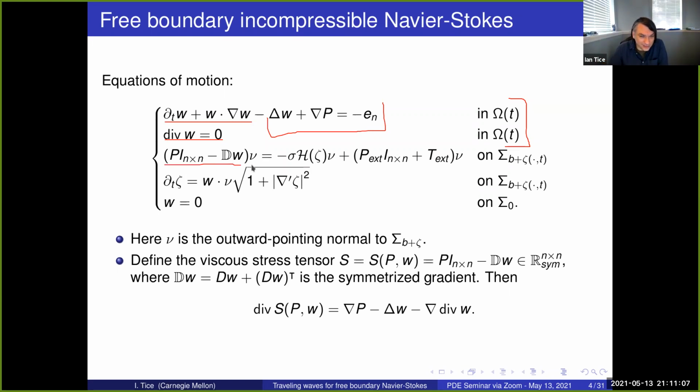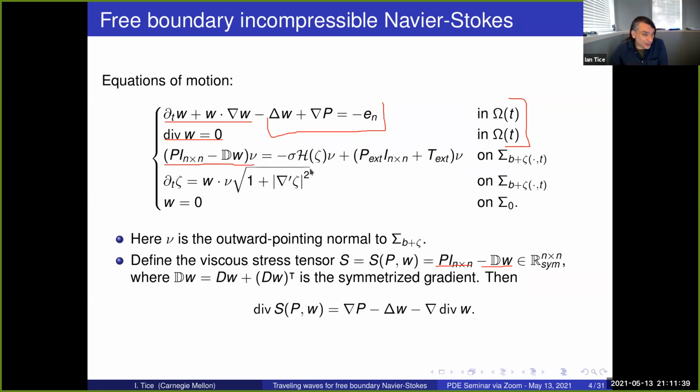The first one that we see is actually coming from the fluid itself and is manifest in what we call the stress tensor S. So the stress tensor is the scalar pressure times the n-by-n identity matrix or identity tensor, and then minus the symmetrized gradient of w. So actually, if we had not scaled away the viscosity coefficient, it would be right here. This object hitting the outward pointing unit normal is a sort of measure of the force generated by the fluid.